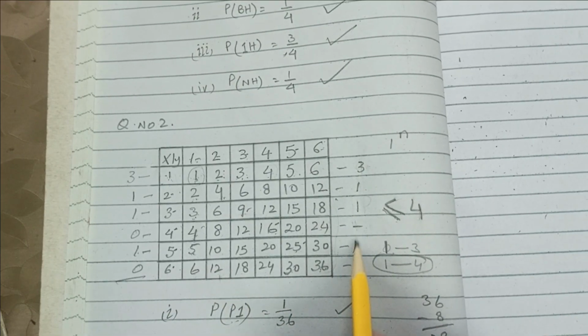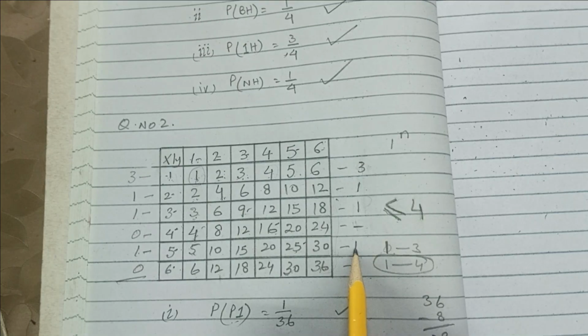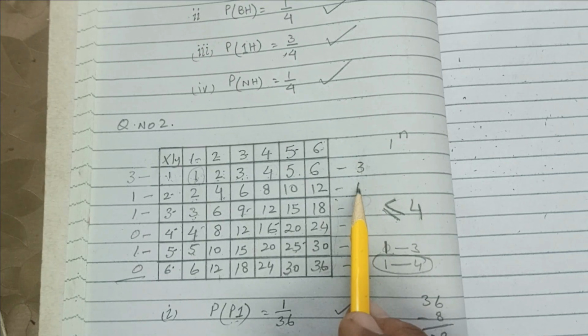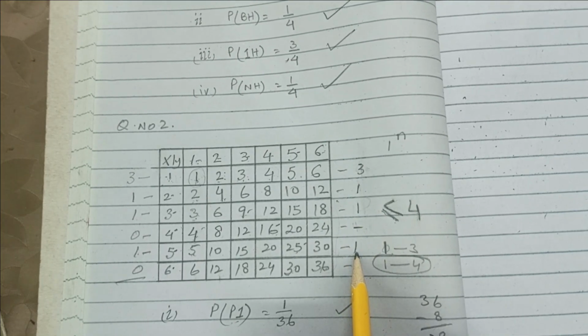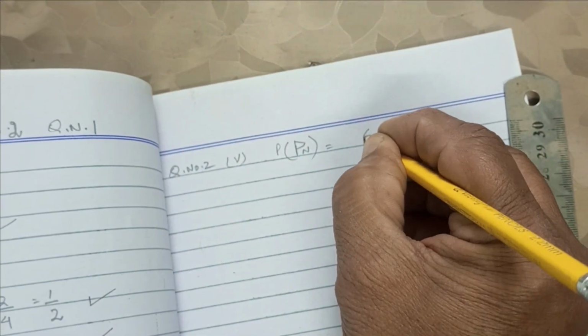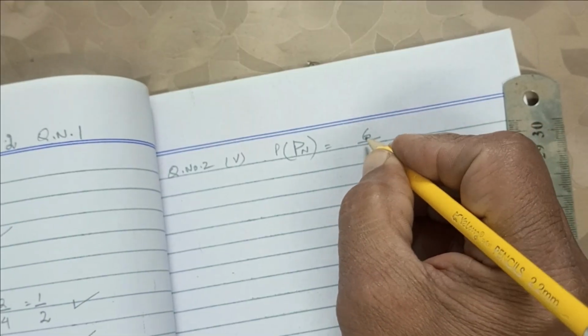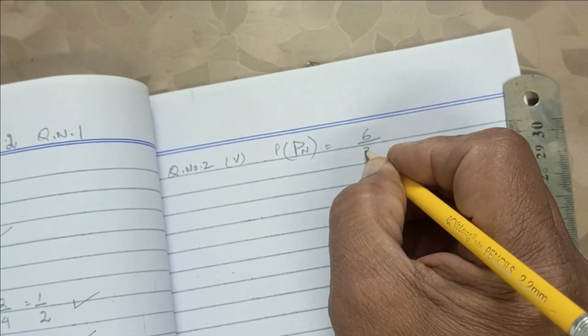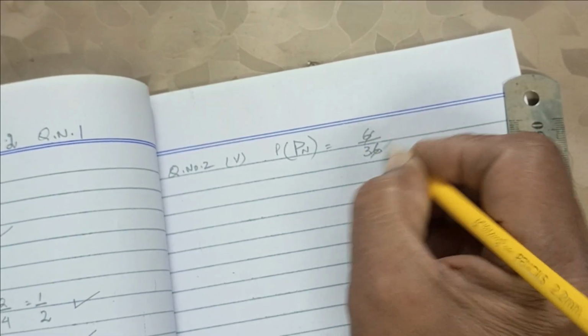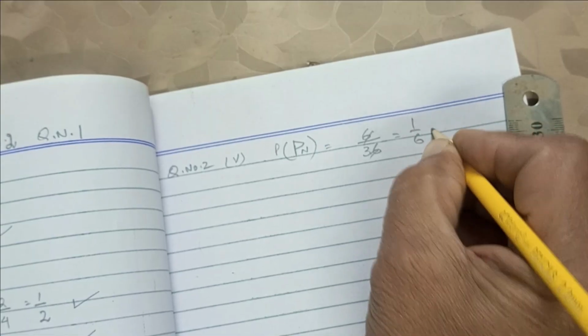Okay. Now there are how many prime numbers? 3, 4, 5, 6 prime numbers. There are 6 prime numbers. That means our probability that the product is a prime number is 6 out of 36, that means that is equal to 1 upon 6.